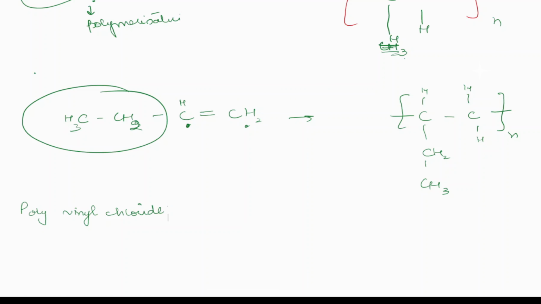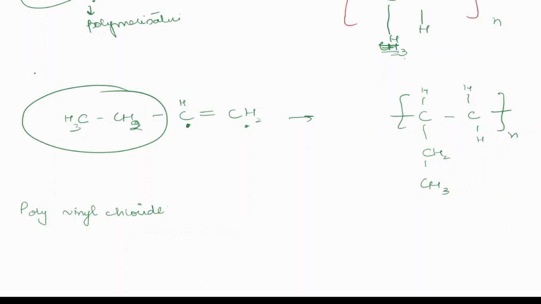So polyvinyl chloride is simple. It's basically, what do we call it, ethylene chloride, not ethyl chloride. It's a double bond, and ethylene chloride means a double bond present with a chlorine. It's ethene with chlorine.